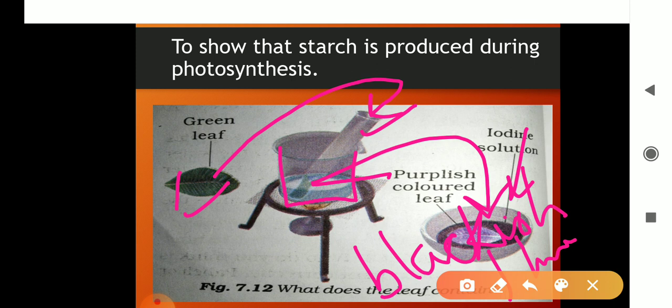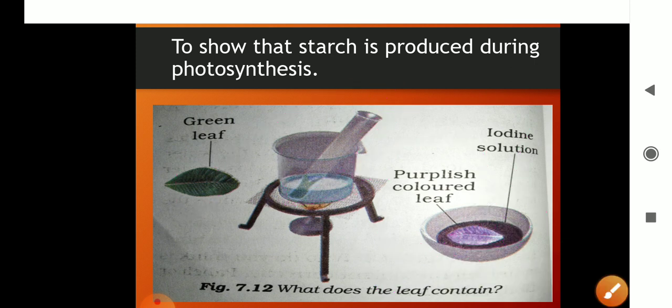If blue color is seen on pouring iodine solution over it, then it shows the presence of starch. Then it proves that starch is produced during photosynthesis. Okay, and then this is enough for today.